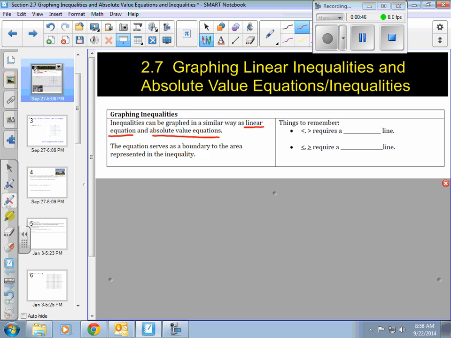So some things to remember: if it's a less than or a greater than, it's going to require a dash, or you could say dotted line, kind of like how we use an open circle. Then if I have less than or equal to or greater than or equal to, that is going to require a solid line, like we use a closed circle for our inequalities, but now we're doing linear inequalities.